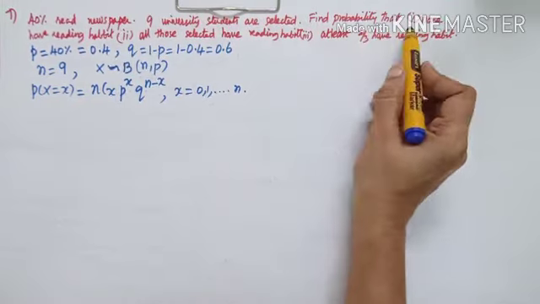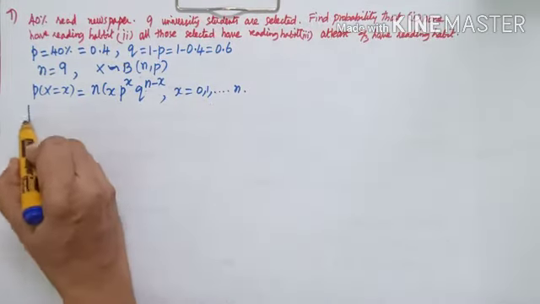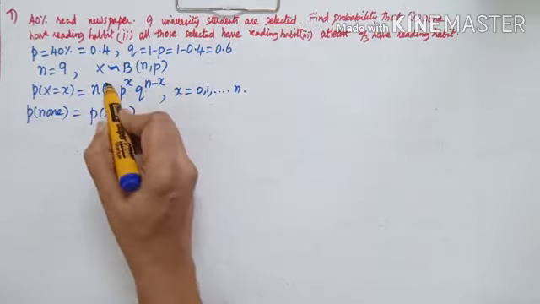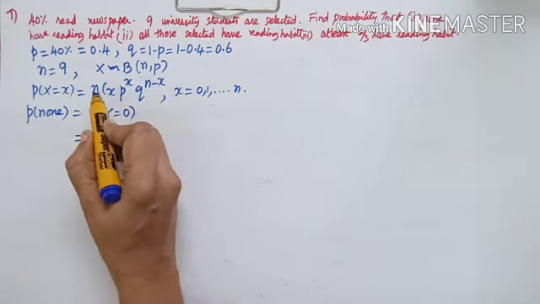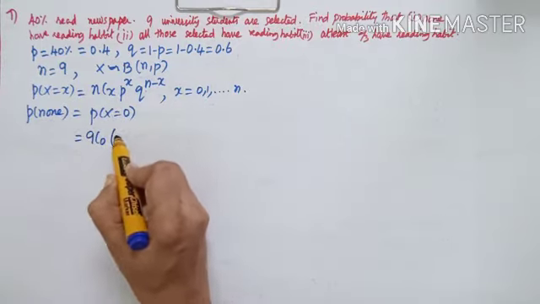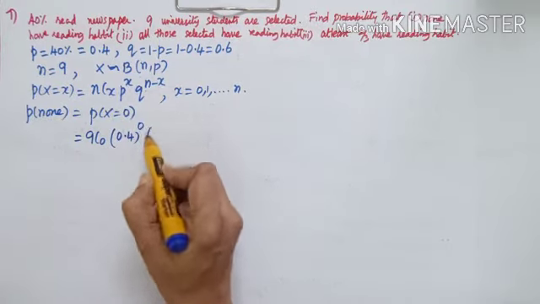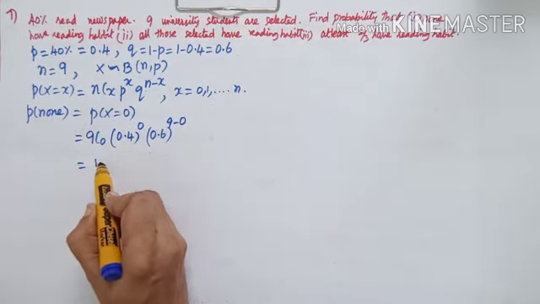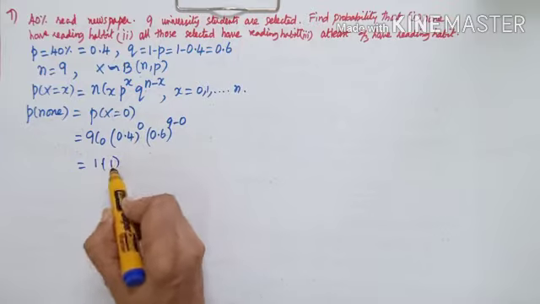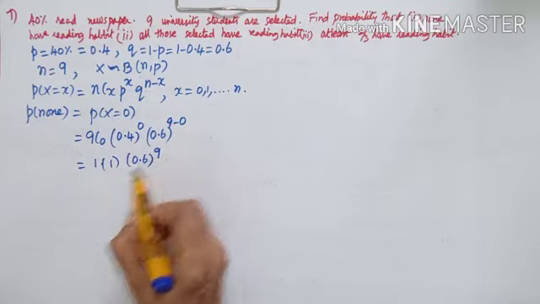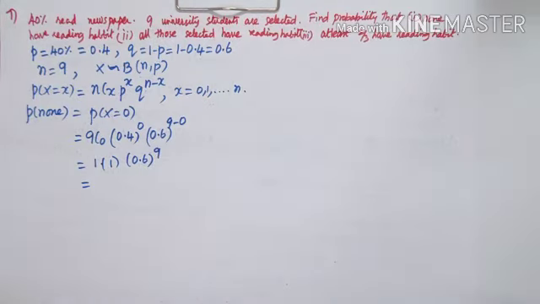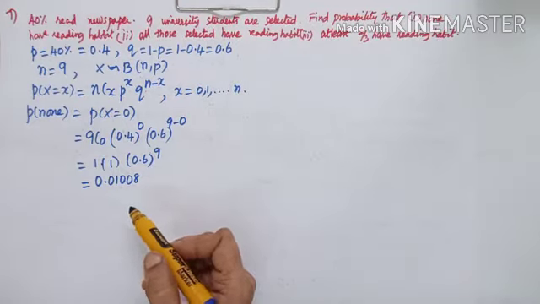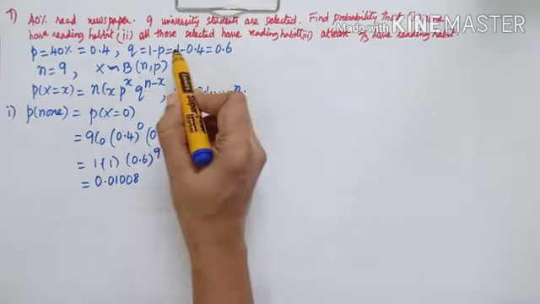Now my very first question is probability that none. What do you mean by the word none? None tells me x is equal to 0. In the place of x, let me put 0. N is 9. So 9C0, 0.4 power 0, 0.6 power 9 minus 0. 9C0 is 1. Any number power 0 is also 1. So I have 0.6 power 9. Again use calculator to simplify. The answer is 0.01008.